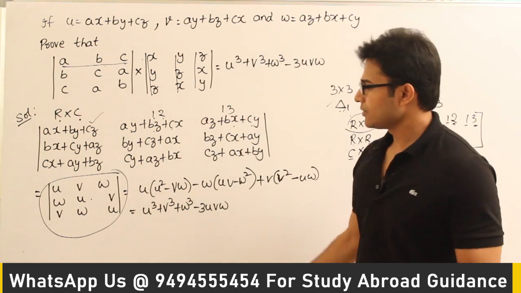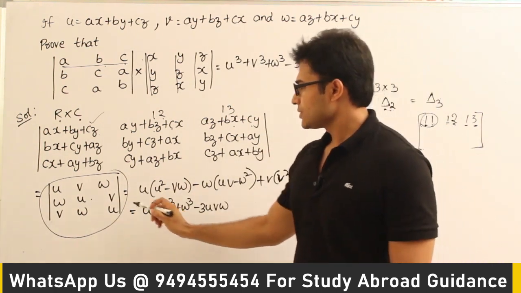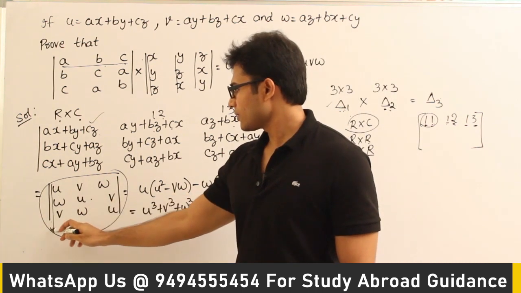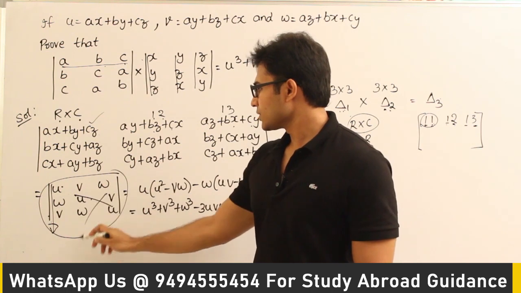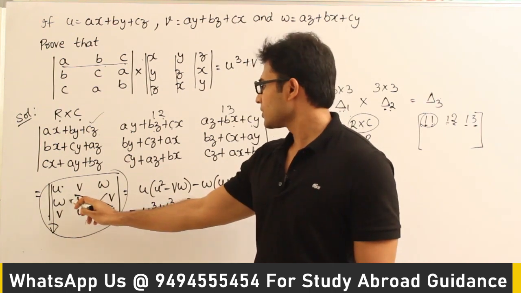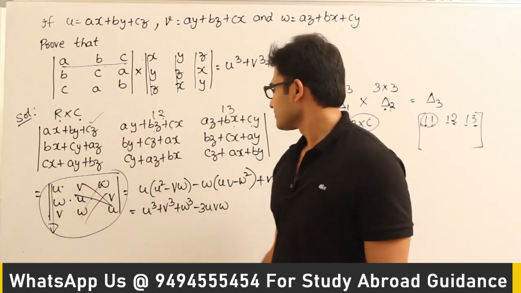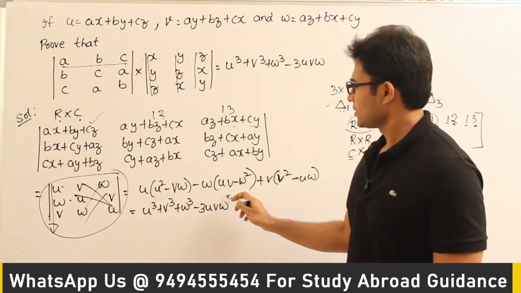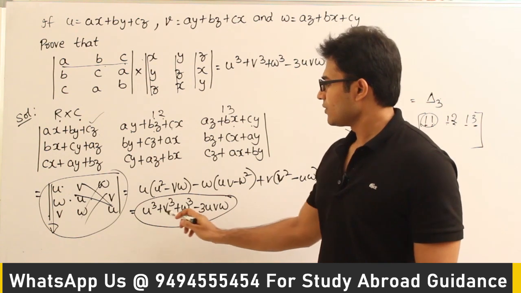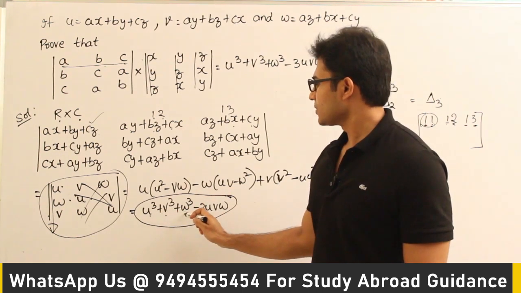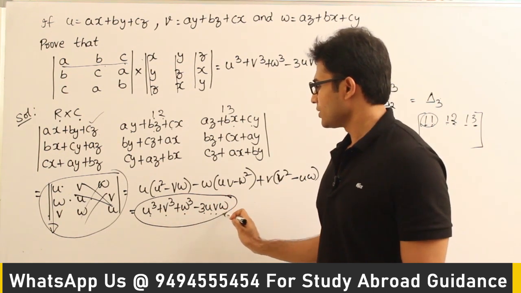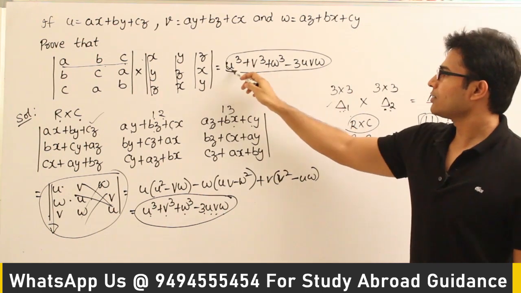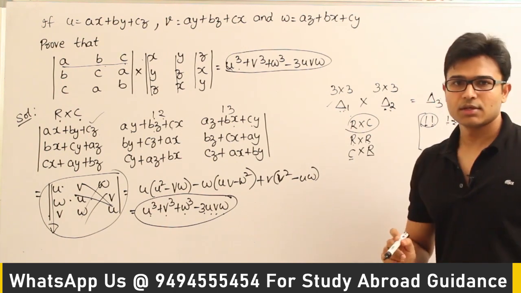Anyway, I am solving it again here. So I am expanding this across the first column. If I expand it across the first column, what I am going to get is u into this one and then minus w into this one, right? So likewise you can get this. So once you expand it, this is the final answer. The final answer is u cube plus v cube plus w cube minus 3uvw. So we have expressed the determinant in the way that it is asked. Got it? Okay.